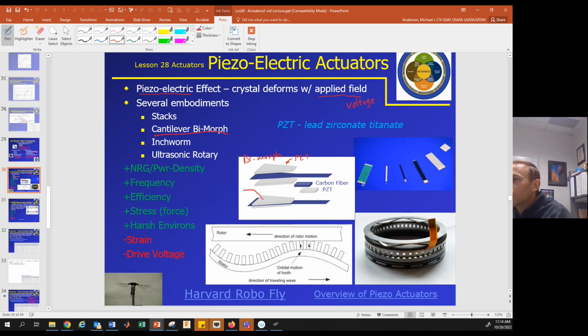Then you apply a voltage, so plus voltage here and a minus voltage here. And what will happen is the crystal on top will grow, it will get bigger, and the crystal on the bottom will shrink. And so that causes the tip of this actuator to deflect. And then if I rapidly change this voltage off and on, the tip of this actuator will flap back and forth and can go really fast, and you get quite a good range of motion with that.